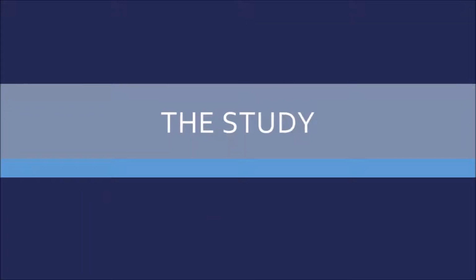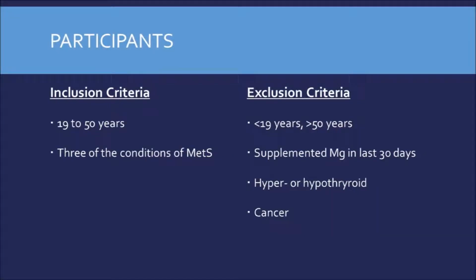We're now going to get into the nitty-gritty of the proposed study. This study will aim to enroll 130 participants recruited by distributing leaflets to primary health centers with information about the study. Participants may be male or female and must be between the ages of 19 and 50 with enough symptomology to diagnose metabolic syndrome. Individuals under 19 and over 50 years, individuals who have supplemented magnesium in the last 30 days, individuals who have hypo or hyperthyroid, and individuals with cancer will be excluded from this study.